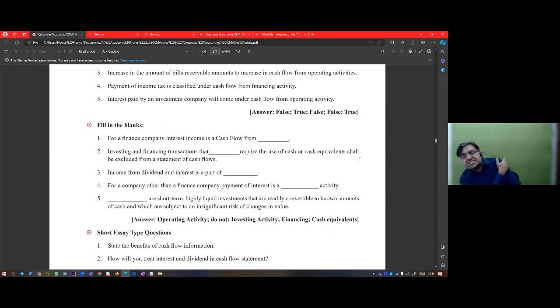For a finance company, the interest income is operating. Investing and financing transactions do not require the use of cash. Income from dividends and interest is part of investing activity. For a company other than a finance company, payment of interest is financing activity. Short-term, highly liquid investments are cash equivalents.